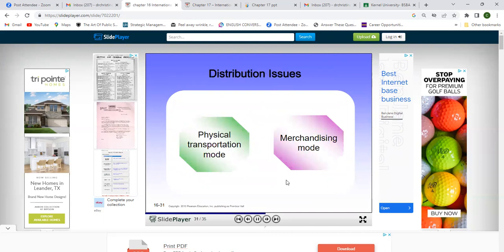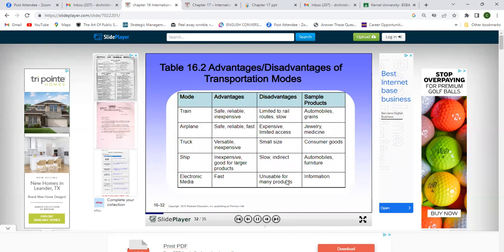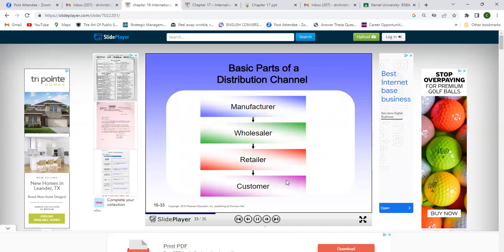Distribution issues: physical transportation mode and merchandising mode. We have the modes train, airplane, truck, ship, and electronic media. Each one has its own advantages and also disadvantages. Sample products: things that might go by train are automobiles or grains, airplane maybe jewelry and medicine, truck consumer goods, ship maybe automobiles and furniture, and media, where the data would be information.